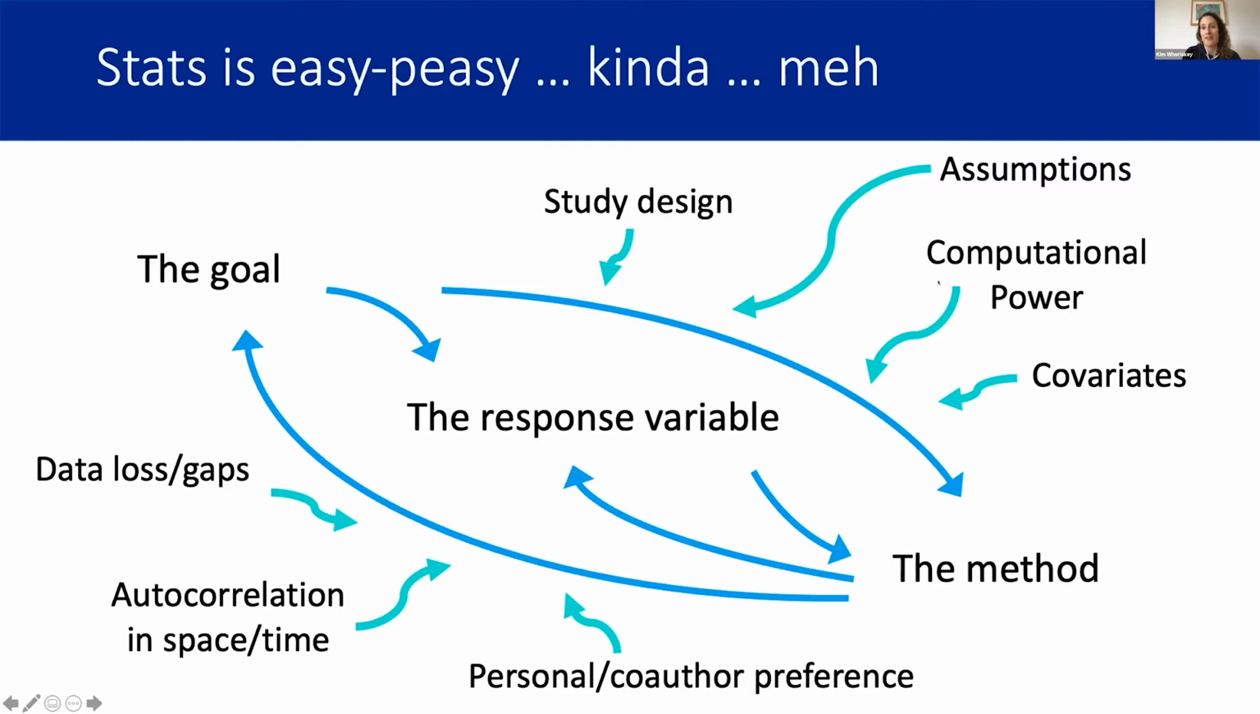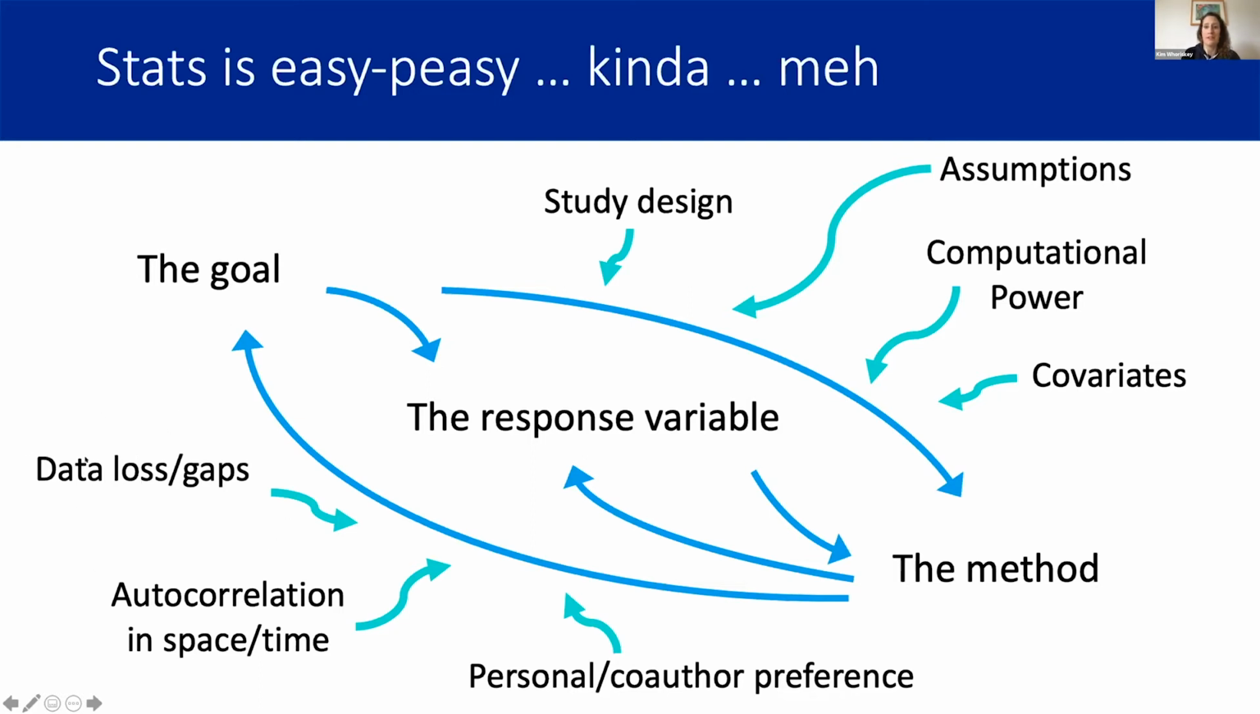Sometimes some methods can be computationally infeasible to do, and unless you're somebody like John who knows how to put their computer in parallel, I'm not like that. I don't know how to do that yet, and so it can rule out some methods right from the get-go. You have different covariates that can affect what kind of method. You have data loss and gaps.